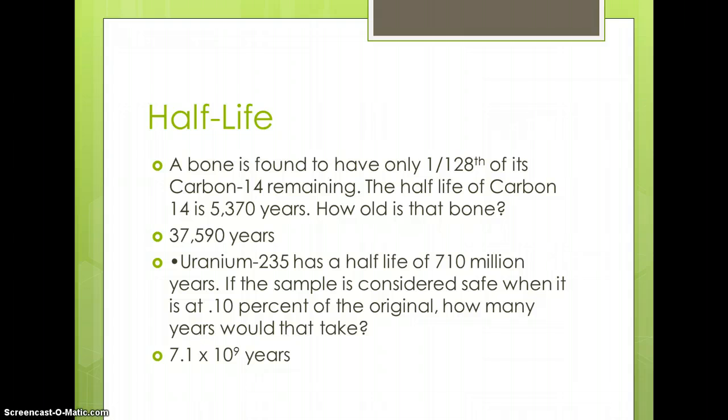Another example, uranium-235 has a half-life of 710 million years. If the sample is considered safe when it is at 10% of the original, how many years would that take? Remember that it takes 10 half-lives for a radioactive substance to become safe. So we take that 710 million years, multiply by 10, that gives us 7.1 billion years. In scientific notation, that's 7.1 times 10 to the 9th years.